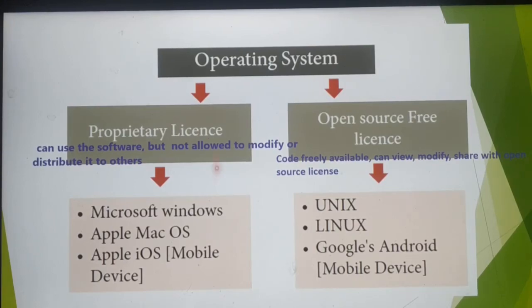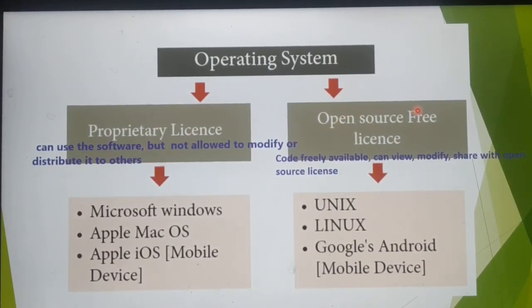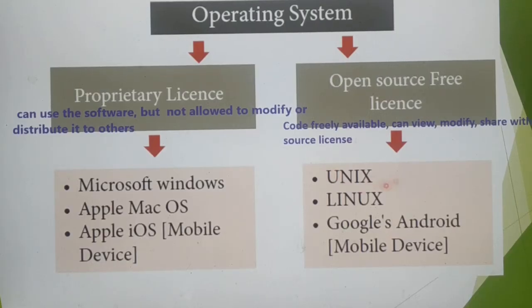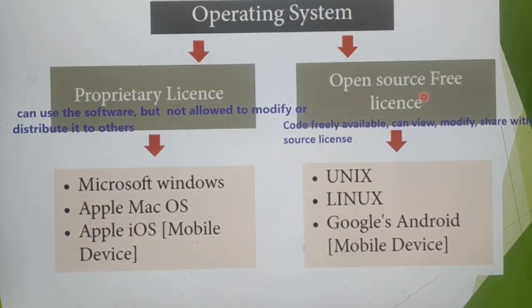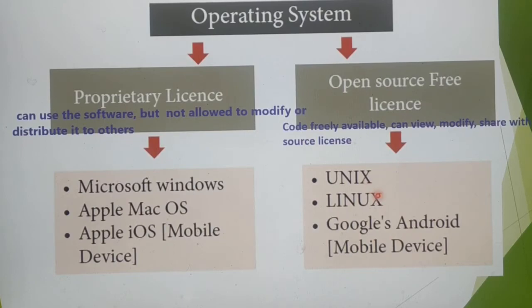Next, the second classification, open source free license. Here the code is freely available, so we can view the code, we can modify the code, and we can share it with our friends also with the help of an open source free license. Here are some examples: Unix, Linux, Google's Android for mobile devices.